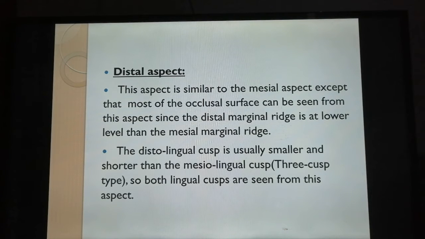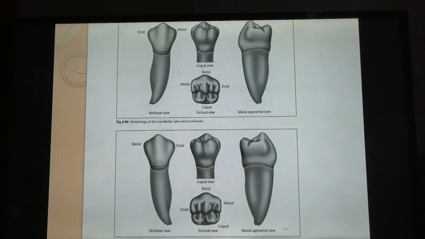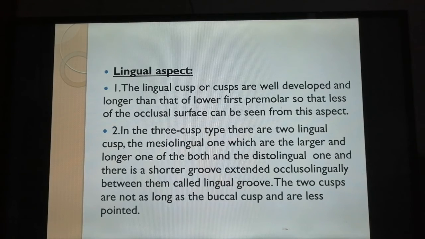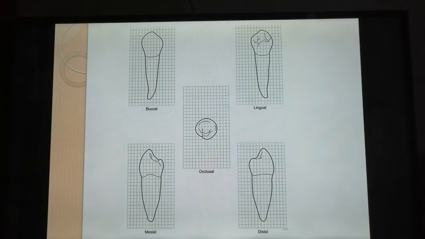The distolingual cusp is usually smaller and shorter than the mesiolingual cusp in the 3 cusp type, so both lingual cusps are seen from this aspect.